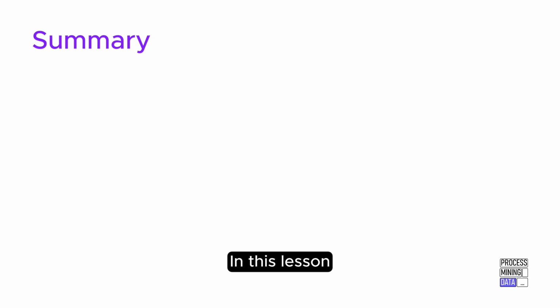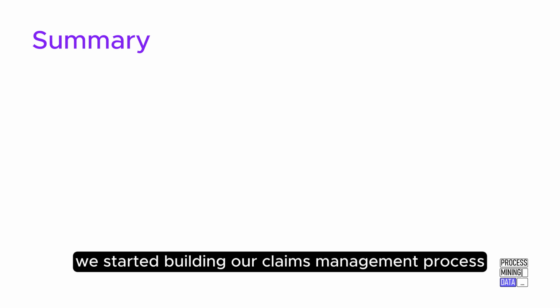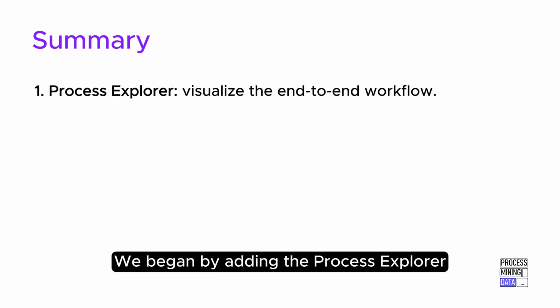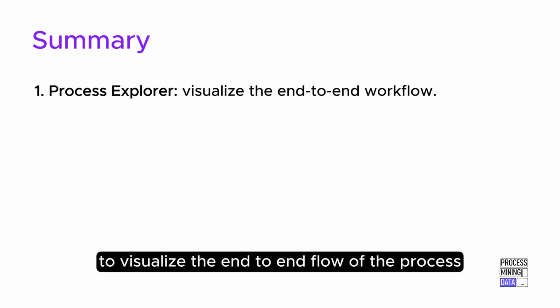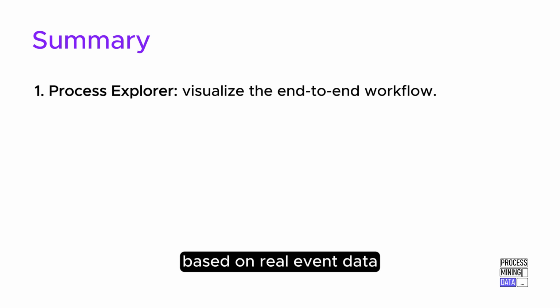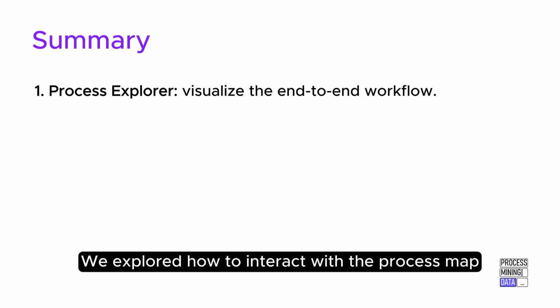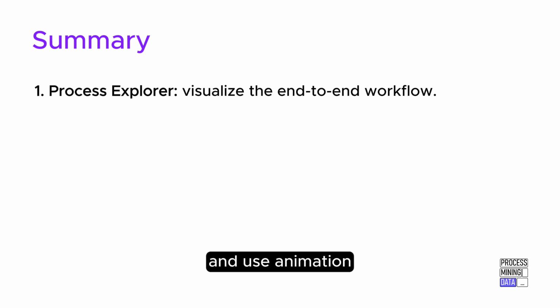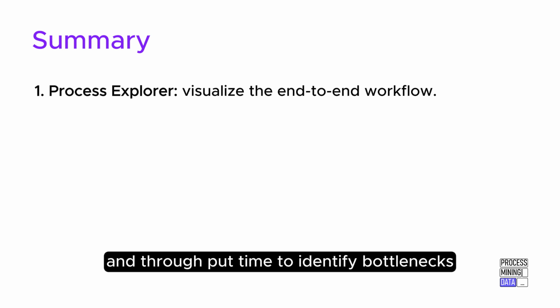In this lesson, we started building our claims management process analysis from scratch in Celonis Studio. We began by adding the Process Explorer to visualize the end-to-end flow of the process based on real event data. We explored how to interact with the process map, add more activities and connections, and use animation and throughput time to identify bottlenecks.